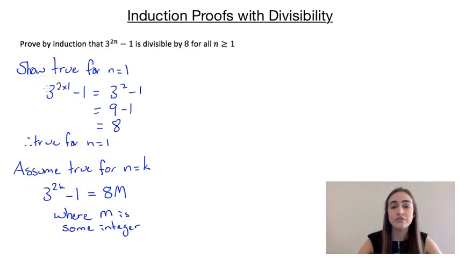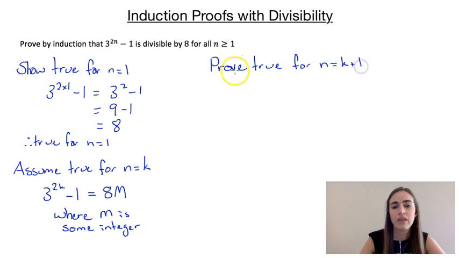So it doesn't matter what number that m is, as long as it's a whole number, because if we have something that is divisible by 8, that means we could divide it by 8 and we'll still get a whole number as our answer. So we're going to assume that this is true, and then we're going to prove that this statement is still divisible by 8 for n equals k plus 1. So to prove that, we're going to write 3 to the power of 2(k plus 1) minus 1. And we're going to simplify this down, and hopefully we can simplify it to something that is divisible by 8.